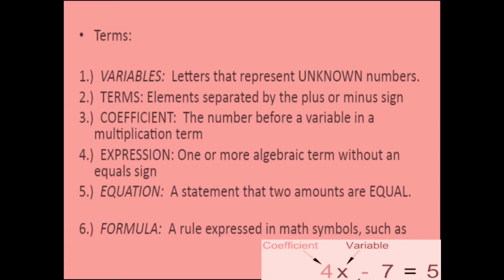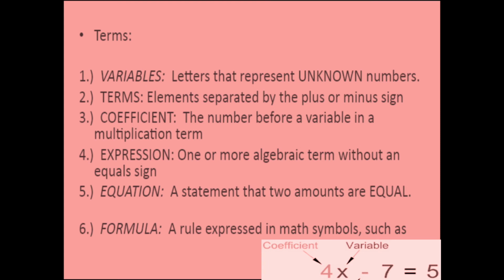Let us review some terms. What are variables? Letters that represent unknown numbers are called variables. Second is term. Elements separated by the plus or the minus sign are called terms. Third is coefficient. The number before a variable in a multiplication term is called the coefficient. Next is expression. When one or more algebraic terms are given without an equal sign, that is called an expression.